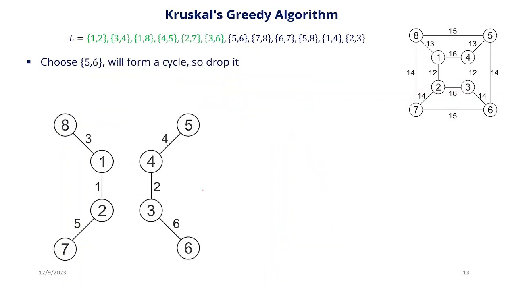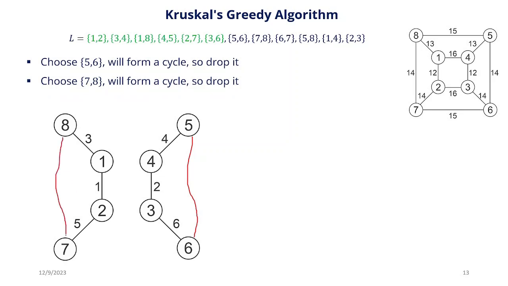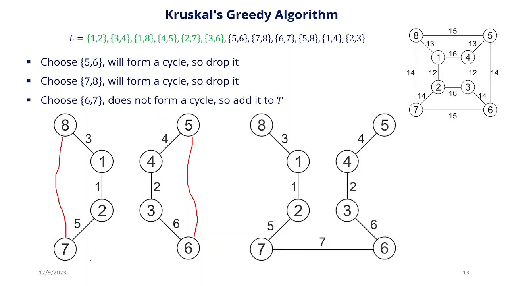Now let's look at 5 and 6. If we choose 5 and 6, which is the next item, it's going to form a cycle. Choose this one, and then we have a cycle, and that's exactly what we want to avoid. So we drop it. If we also choose 7 and 8, we get a cycle, so we drop it. Anything that will create a cycle, drop it. So 6 and 7, which is the next thing to consider, does not form a cycle, so we choose 6 and 7.